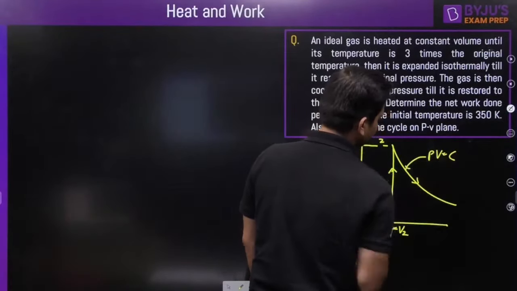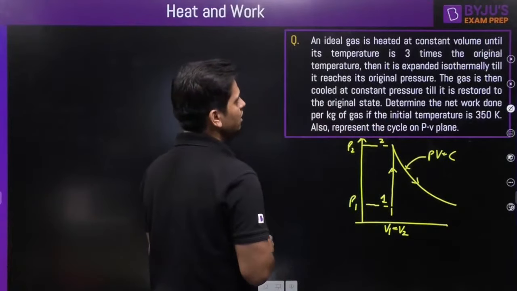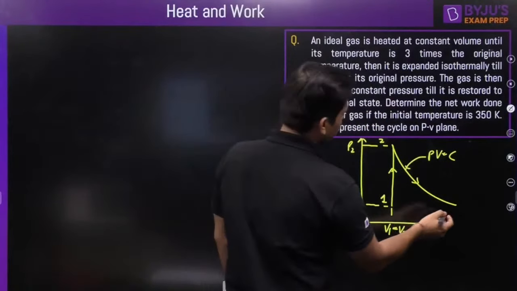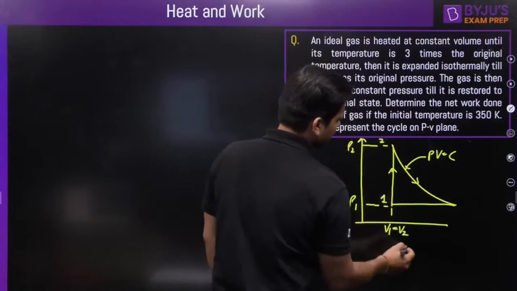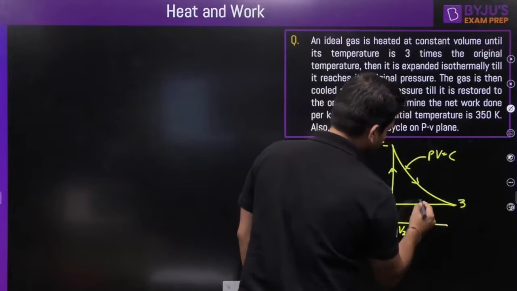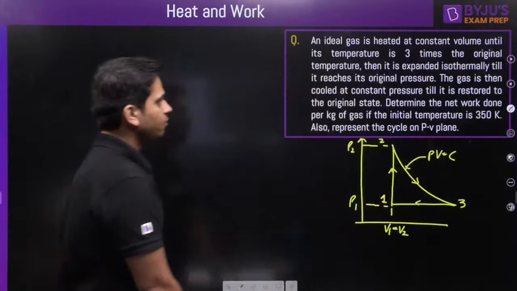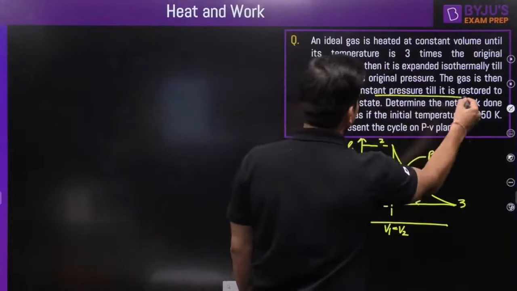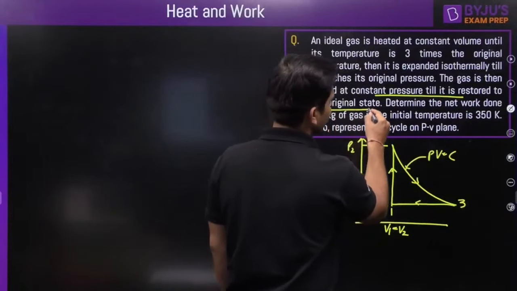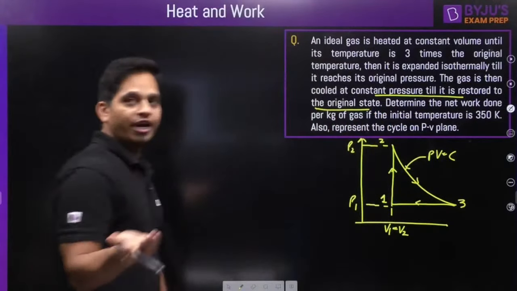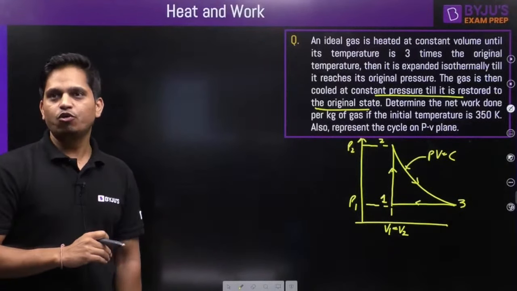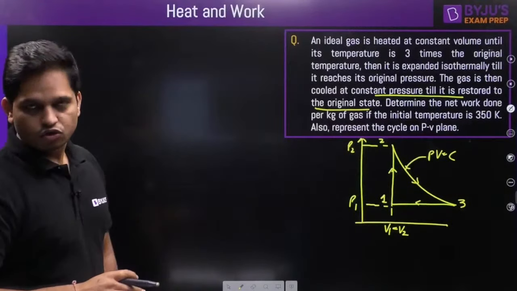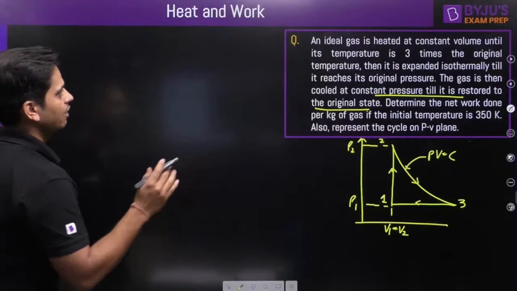PV is equal to constant, and then it reaches original pressure. So 2 and 3, and we reach here. This is what is given. The gas is cooled at constant pressure until it's restored to its original state. Net work done we need to find out. I hope you are all with me.